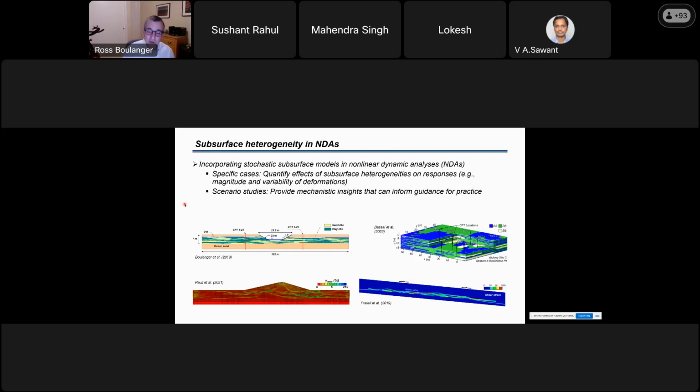With those categories of heterogeneity, we're now going to incorporate them into nonlinear dynamic analyses, which I will just call NDAs for short. We're going to do this 2 ways. One is we will apply it to specific cases. These will be case histories or projects where we're applying these tools. What we're trying to do is quantify how heterogeneities in the subsurface affect the response of the system, most commonly the magnitude and variability of deformations.